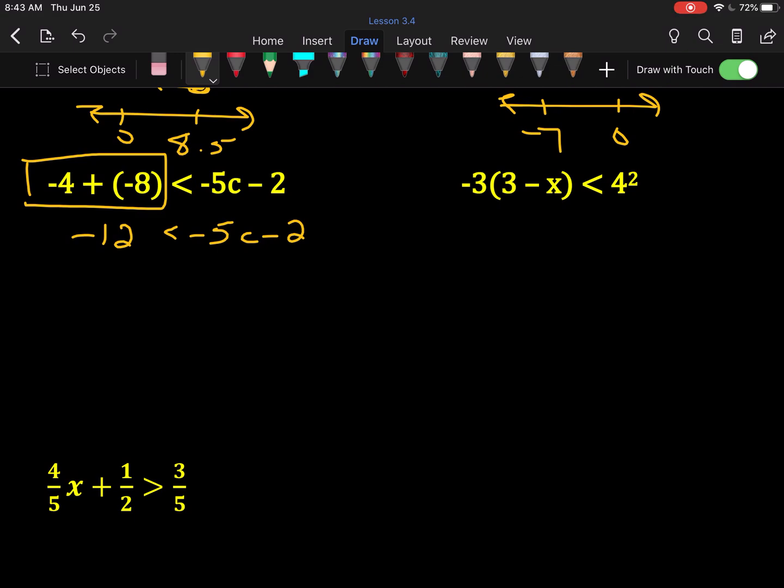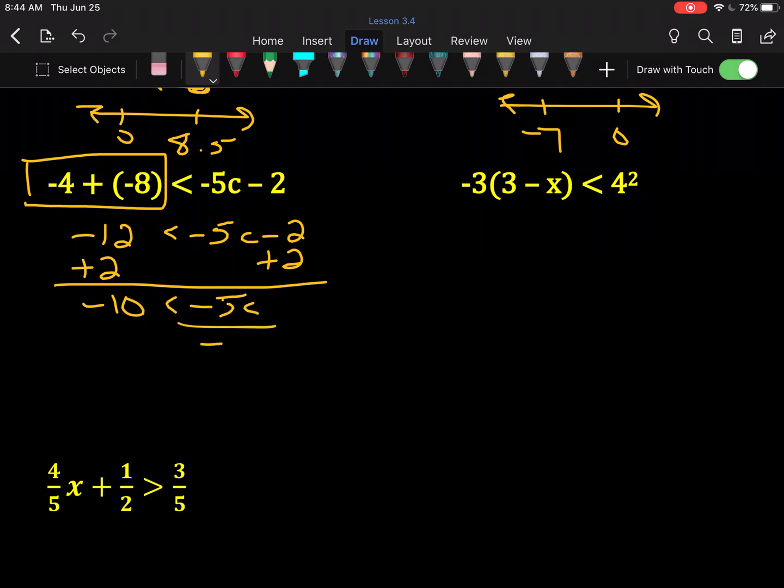Change of pace. So we want c by itself. We need to start by adding 2 to both sides. That gets us -10 is less than -5c. We need to divide both sides by -5. That gets me 2 is greater than c. Remember, we flip the inequality. We divide by a negative.